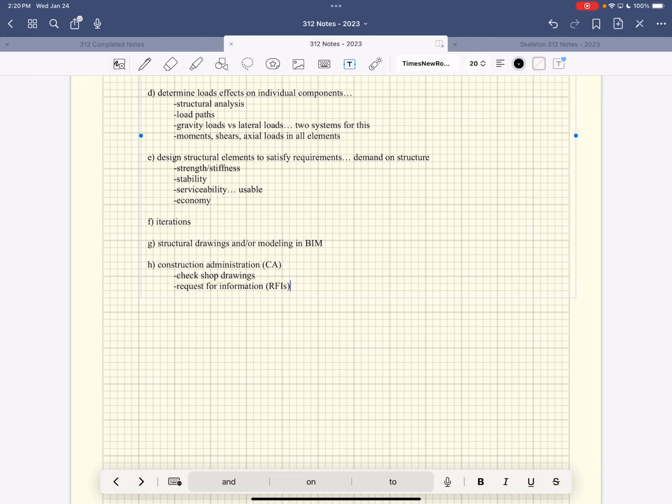The other thing that happens is they mess up in construction a lot, and then they put columns in wrong places and things like that, and you have to come back and say, oh, is that okay or not?